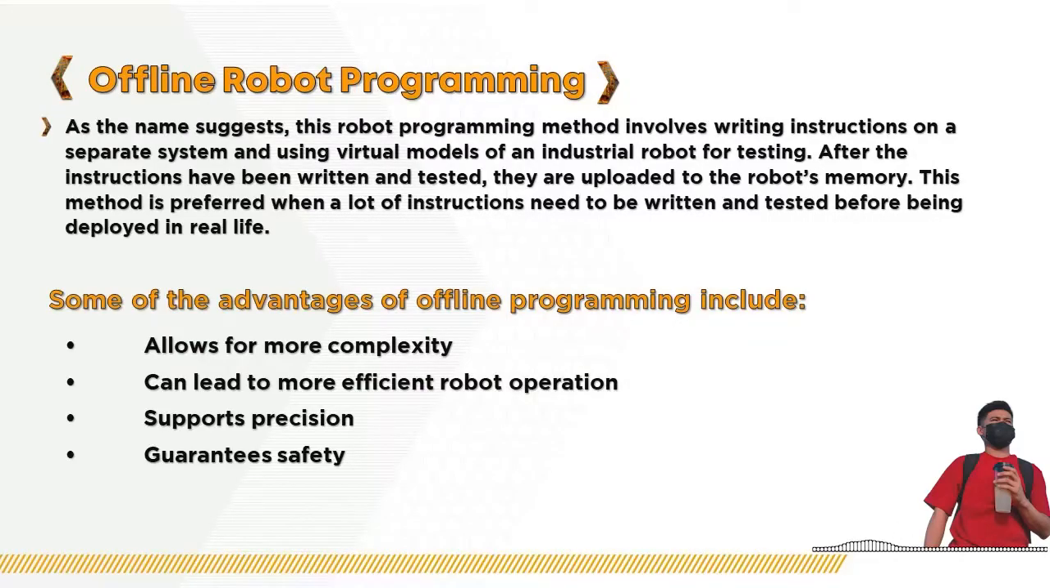And the last example is offline robot programming. As the name suggests, this robot programming method involves writing instructions in a separate system and using virtual models of an industrial robot for testing. After the instructions have been written and tested, they are uploaded to the robot's memory. This method is preferred when a lot of instructions need to be written and tested before being deployed in real life. And these are some examples of the advantages of offline programming.